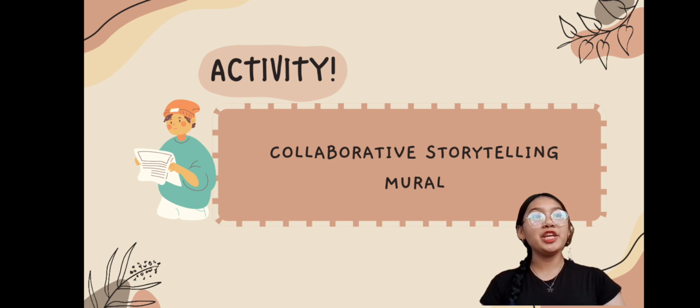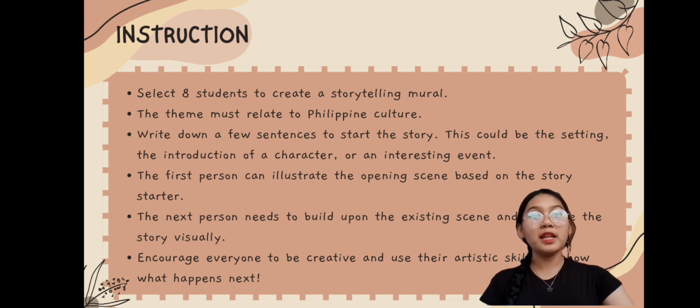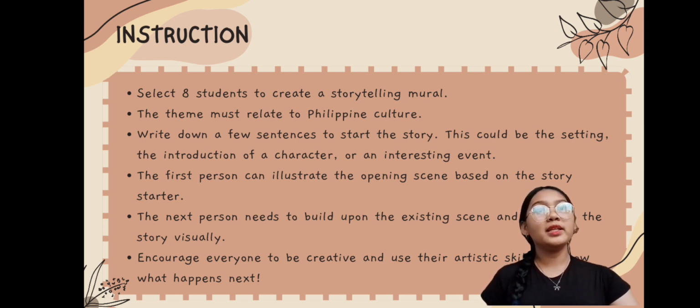And now I have here the activity, collaborative storytelling moral. So this is a selective student. So here are the instructions. First, select 8 students to create a storytelling moral. Second, the theme must relate to Philippine culture. Write down a few sentences to start the story, and this could be the setting, the introduction of a character, or an interesting event. The first person can illustrate the opening scene based on the story starter.